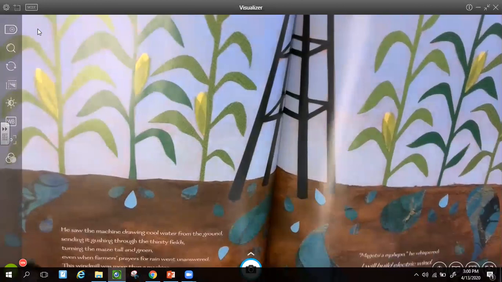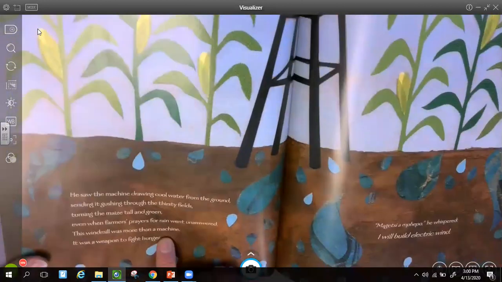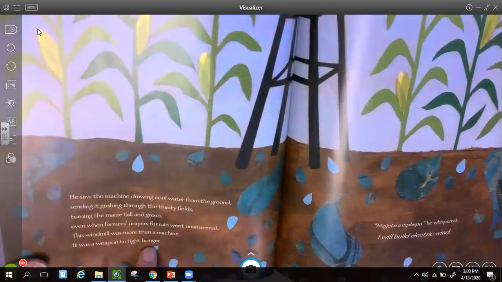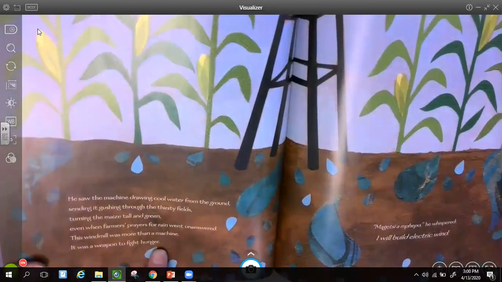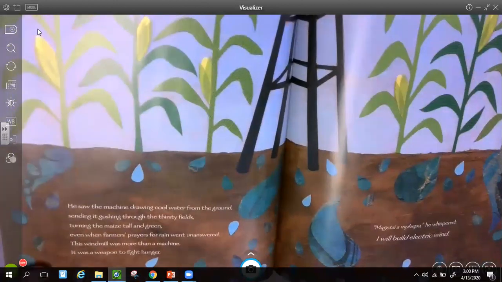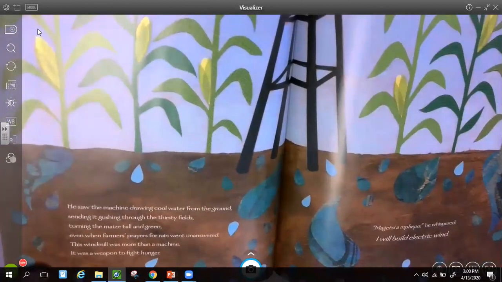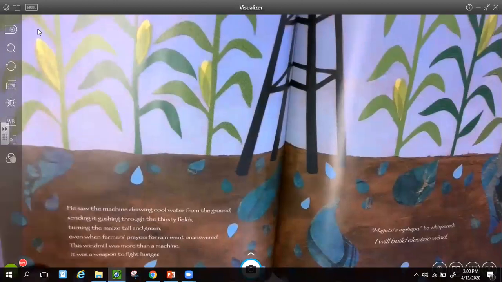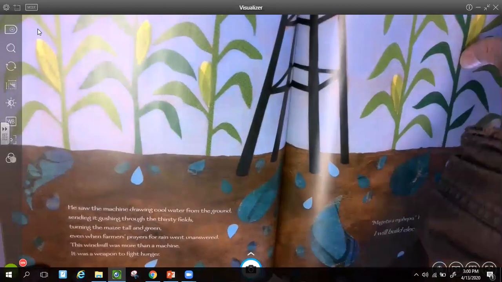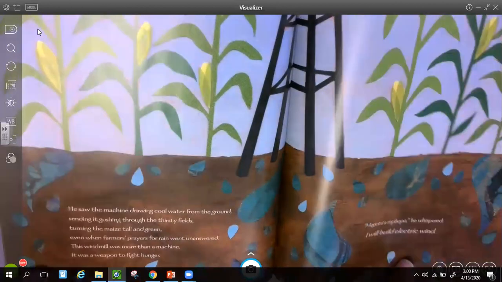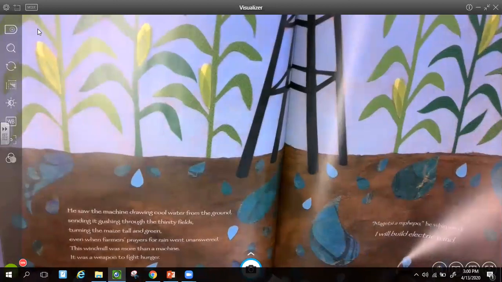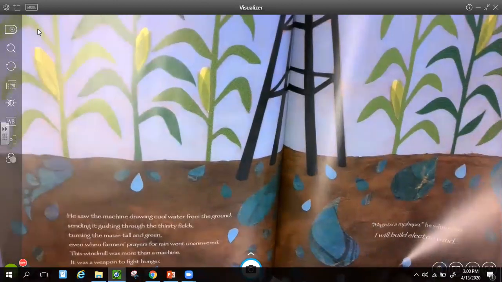And the windmill was more than a machine. It was a weapon to fight hunger. Now the windmill's not actually a weapon, but figuratively, or non-literally, we can think of it as a weapon, because if he can get this windmill to work and he can get water, then the water will help the plants and crops to grow, which will then feed them, and that would be fighting hunger.